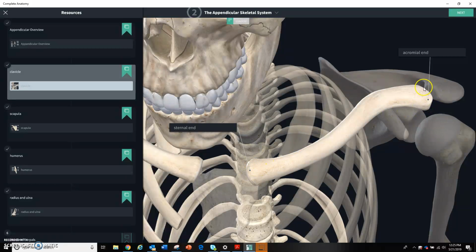And then we have the acromial end. The acromial end articulates back here. You can see that the scapula, I've kind of faded it out as well. The acromial end articulates with the acromion. This feature of the scapula is called the acromion. So that's why those two features are named that way.